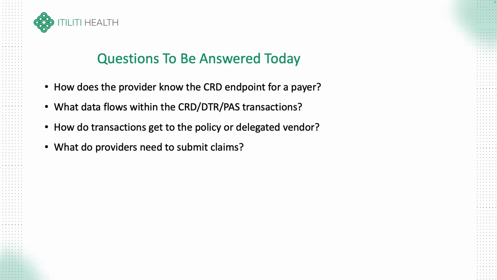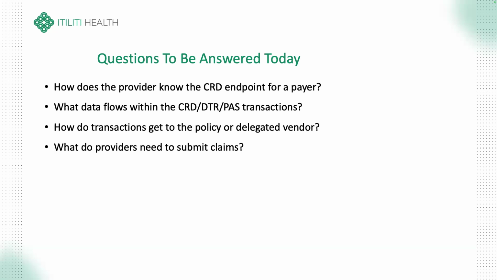The next question is, how do transactions get to the policy or delegated vendor? And also, taking that to another level, how do those transactions get to the utilization management system? And then also, how do providers submit claims on these transactions that have prior auth approval? So what does that process look like?